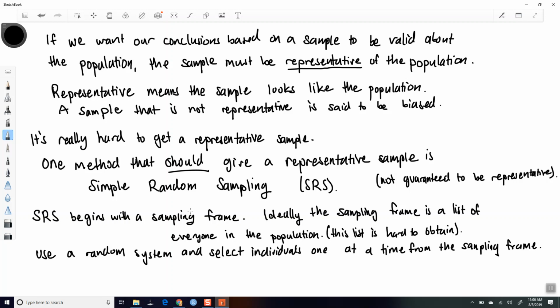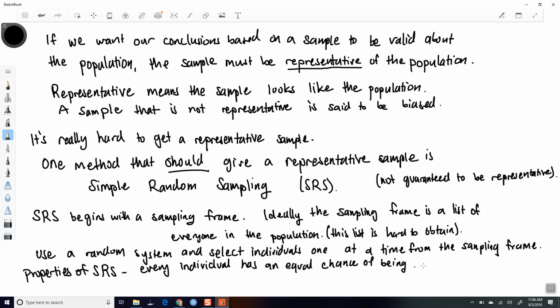We get a sampling frame that's good, we get a simple random sample that's good. Then we've got a couple of nice properties. The properties of SRS are that every individual has an equal chance of being selected, and every possible sample has an equal chance of being selected.